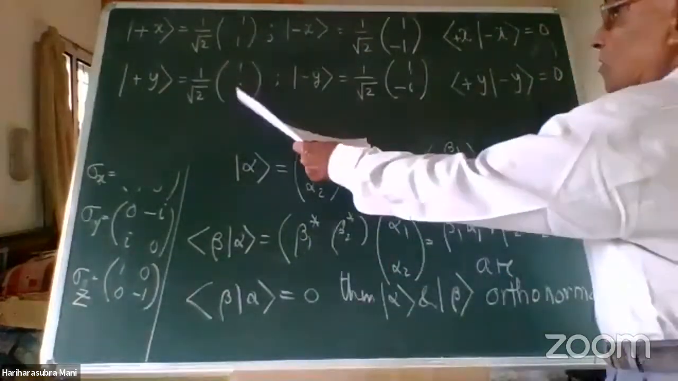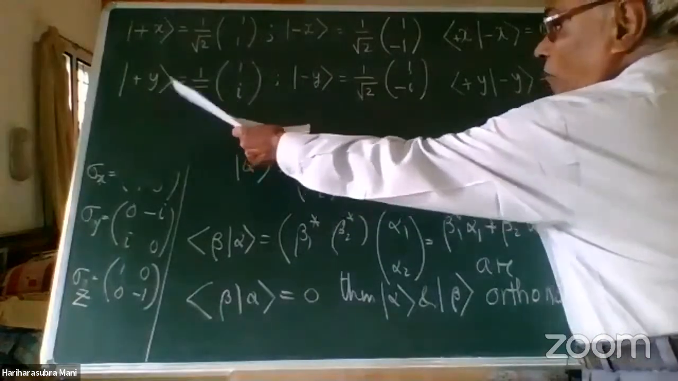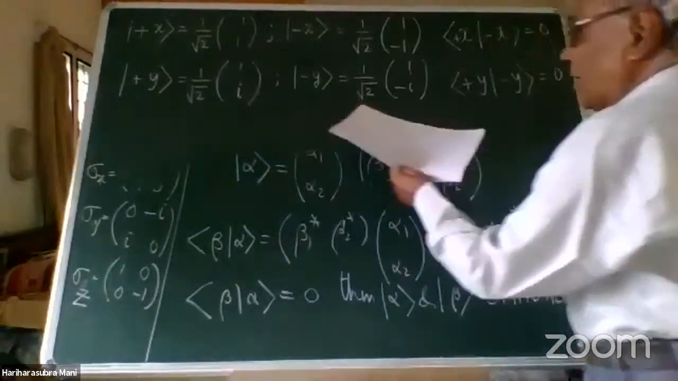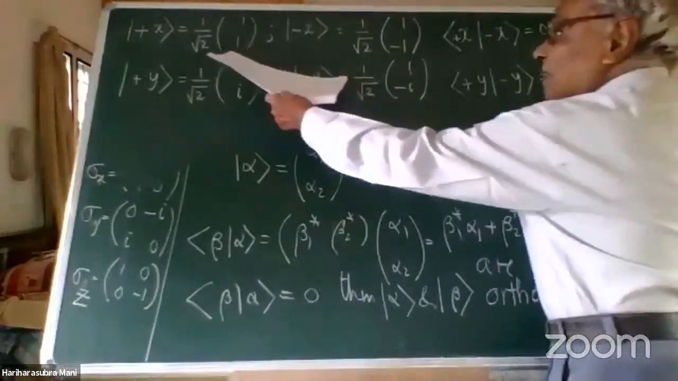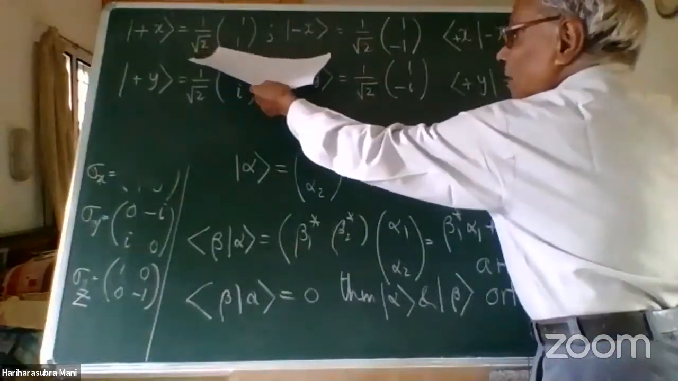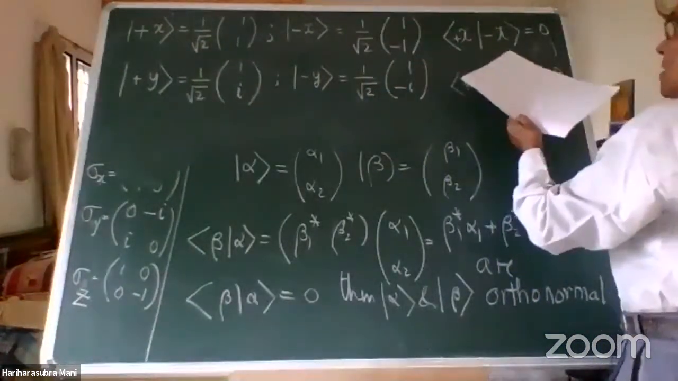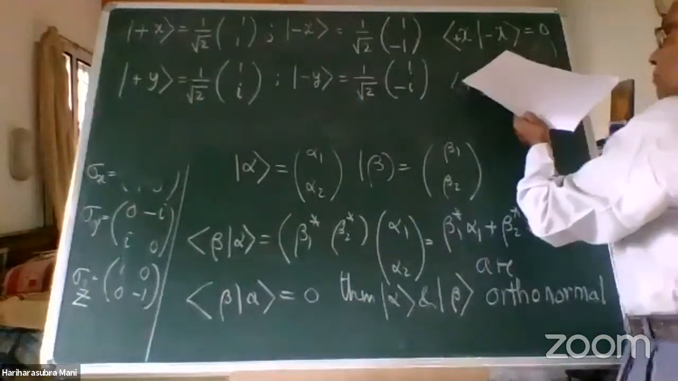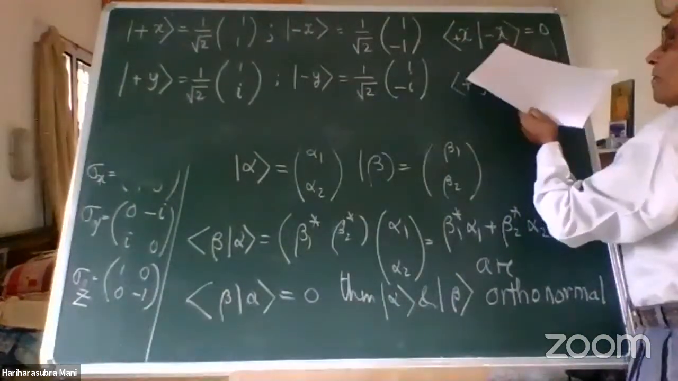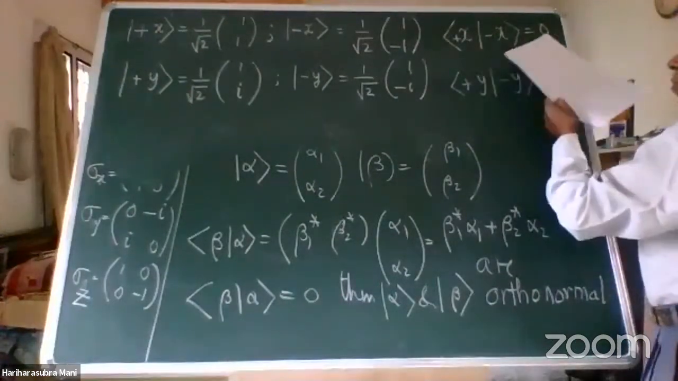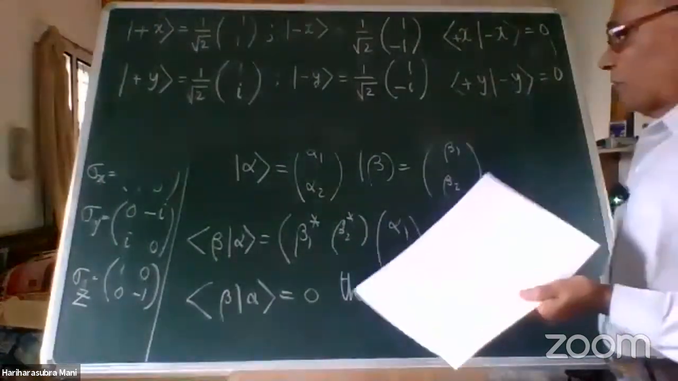These are eigenvectors of sigma y with eigenvalue +1 and -1. These are eigenvectors of sigma x with eigenvalue +1 and -1. This is a scalar product of two vectors with different eigenvalues of sigma x. Similarly for this for sigma y, and that's why this is 0. You can easily verify this.